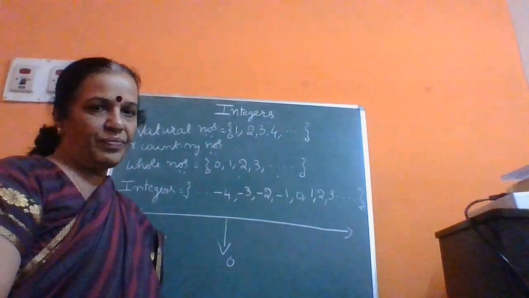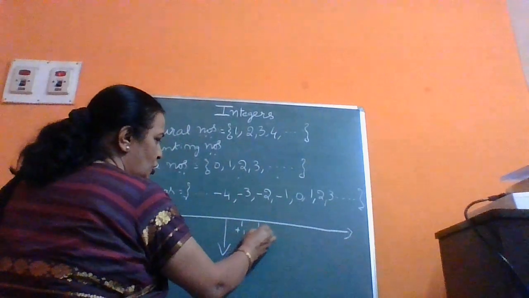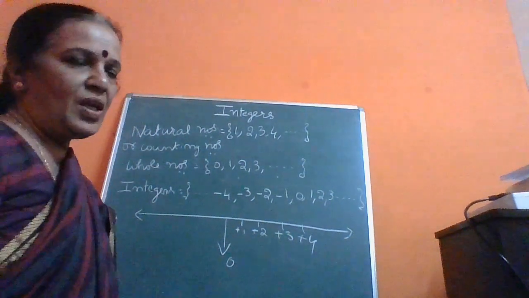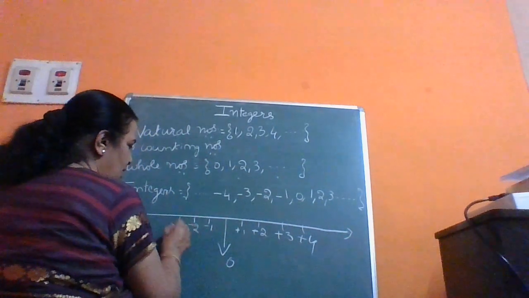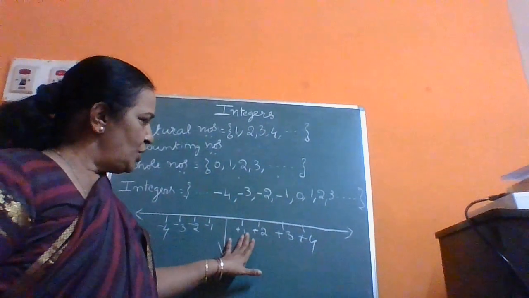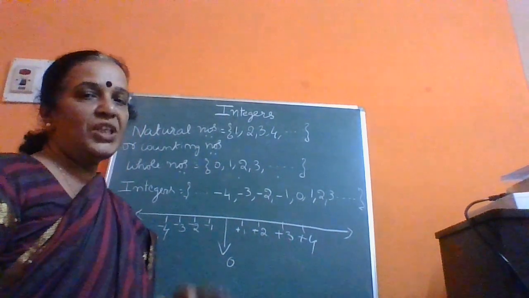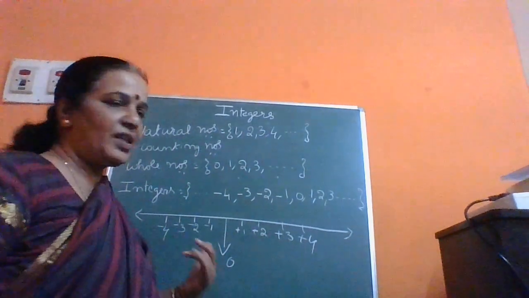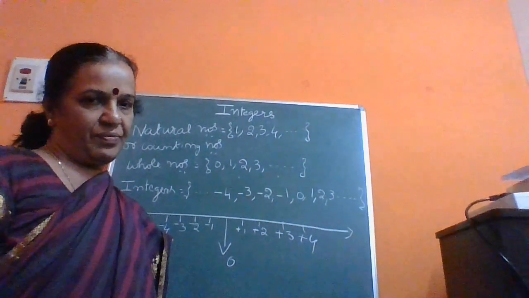Now you can represent integers on the number line. Here it is +1, +2, +3, +4, etc. And towards the left it is -1, -2, -3, -4, etc. In the right side there are +1, +2, +3, +4 like that. Even if you don't write plus, it is understood it is plus. But whenever there is minus, you have to represent that number with the minus sign.